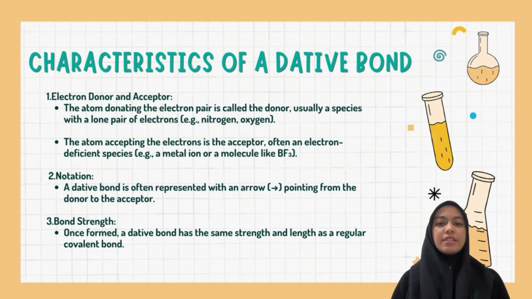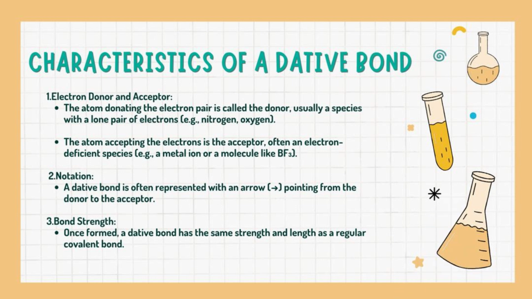Next, characteristics of a dative bond. First one, electron donor and acceptor. The atom donating the electron pair is called the donor, usually a species with a lone pair of electrons, for example nitrogen and oxygen. The atom accepting the electrons is the acceptor, often an electron-deficient species like a metal ion or a molecule like boron trifluoride. Second one, notation. A dative bond is often represented with an arrow pointing from the donor to the acceptor. Third one, bond strength. Once formed, a dative bond has the same strength and length as a regular covalent bond.